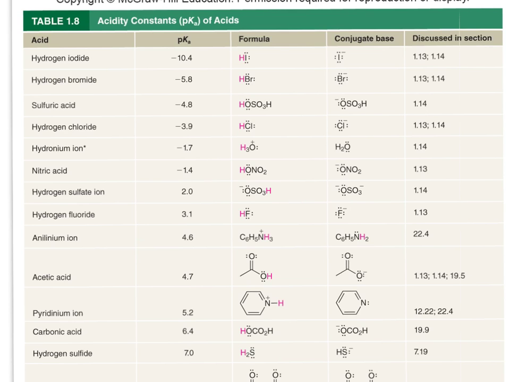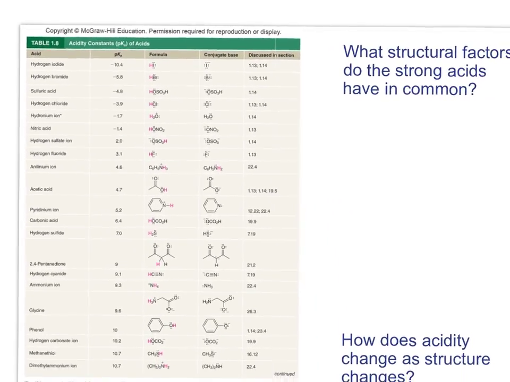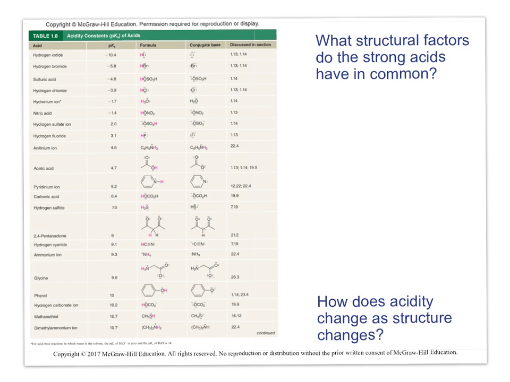And so they're just trying to show you this table. You can look at the acid on your own and figure out what the conjugate base is and so on and so forth. But what I want you to really think about are the structural factors that make an acid a strong acid or a weaker acid. And you should start to be able to compare two different acids and be able to say this one's going to be stronger or this one's going to be weaker.